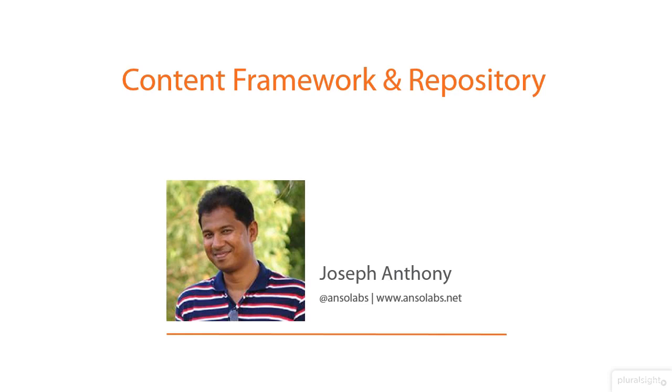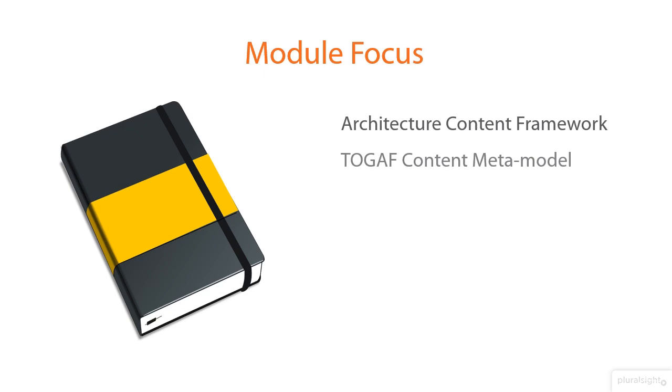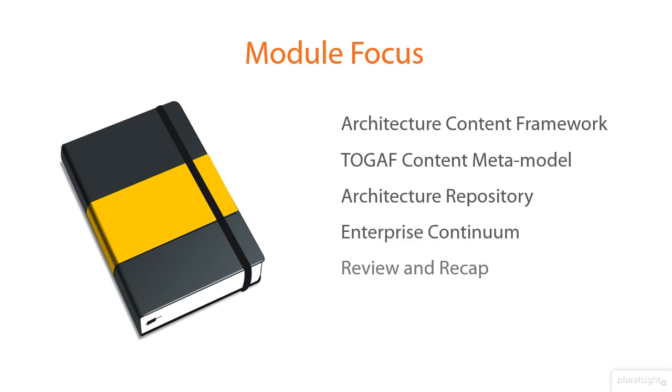Hello and welcome back to the final module of the TOGAF 9.1 EA Framework Overview course. This module is dedicated to exploring some significant components of the TOGAF framework not covered thus far in the course. In particular, we will be looking at the TOGAF Content Framework, the TOGAF Content Metamodel, the Architecture Repository, and the Enterprise Continuum. And finally, we will recap everything that we have covered so far in the course.